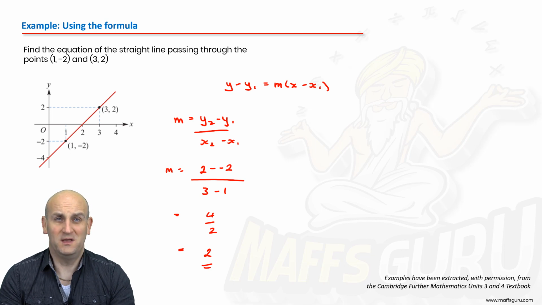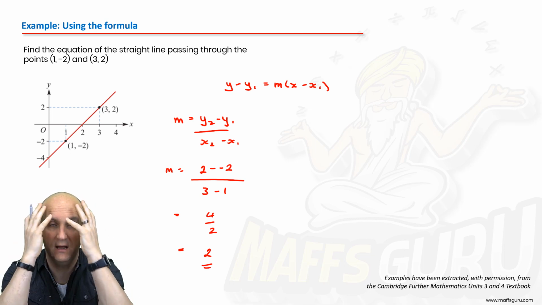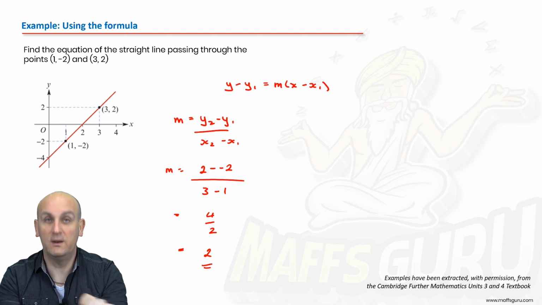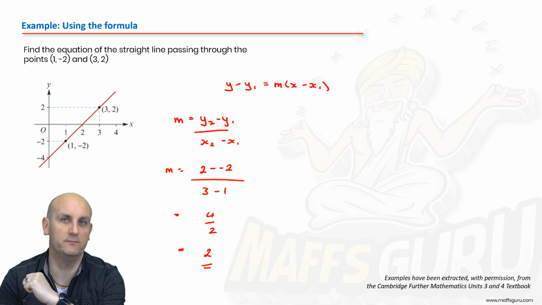Which coordinate do I use? Do I use 1, minus 2? Do I use 3, 2? Because they've given me 2 coordinates. There's no direction. I don't know what I'm doing. Breathe. Well, actually, as it turns out, you can use either of them.